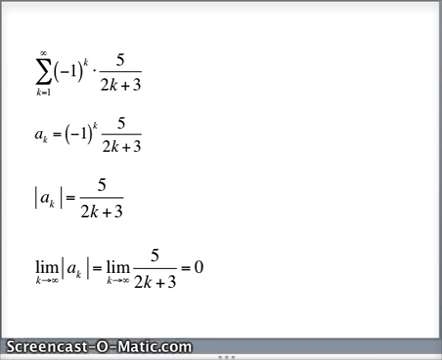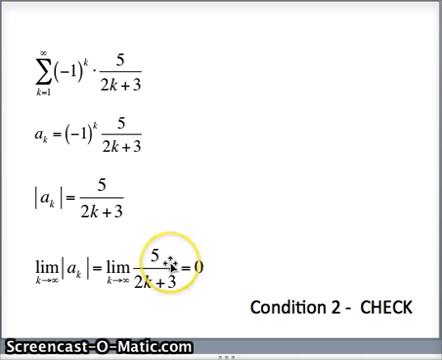The last condition I've got to show is that it's decreasing to 0. But so far we've taken care of the fact that it's alternating, and we've taken care of the condition that the limit of the absolute values has to be 0.